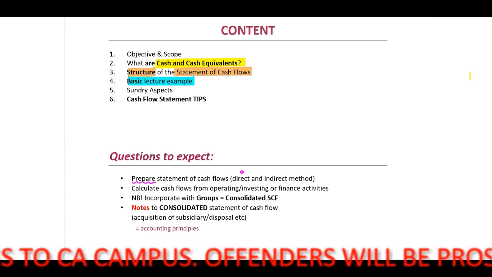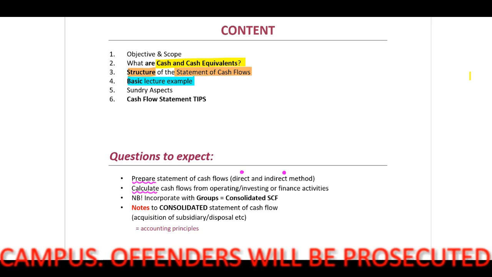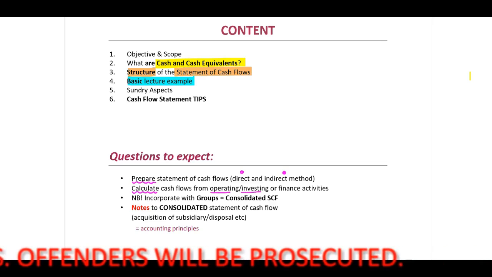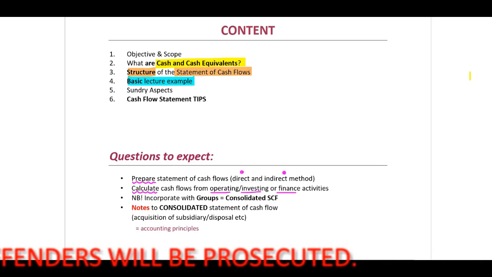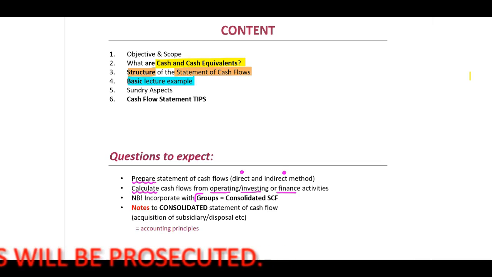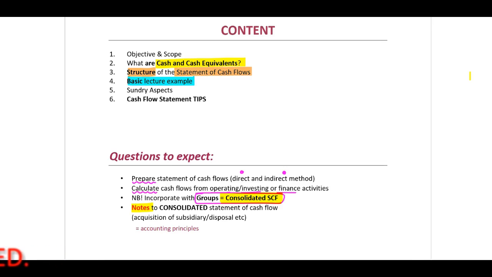When we look at the type of questions, you should be able to prepare a statement of cash flows based on the direct and indirect method. You need to ensure that you understand the calculations to be able to calculate your cash flows from operating, investing, or financing activities. It is important that you know that IAS 7 will be incorporated with your groups. Therefore, you should be able to prepare a consolidated statement of cash flows and your notes to the consolidated statement of cash flows in terms of acquisitions, disposals of subsidiaries, and so forth.